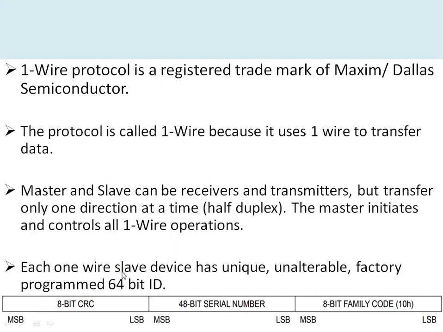Each one-wire slave device has a unique, unalterable, factory-programmed 64-bit ID, and this 64-bit ID looks like this. The first 8 bits are the family code. Depending upon the IC, the family code will change, followed by a 48-bit serial number and an 8-bit CRC, that is the error checking code. So this error checking code is for these 56 bits.